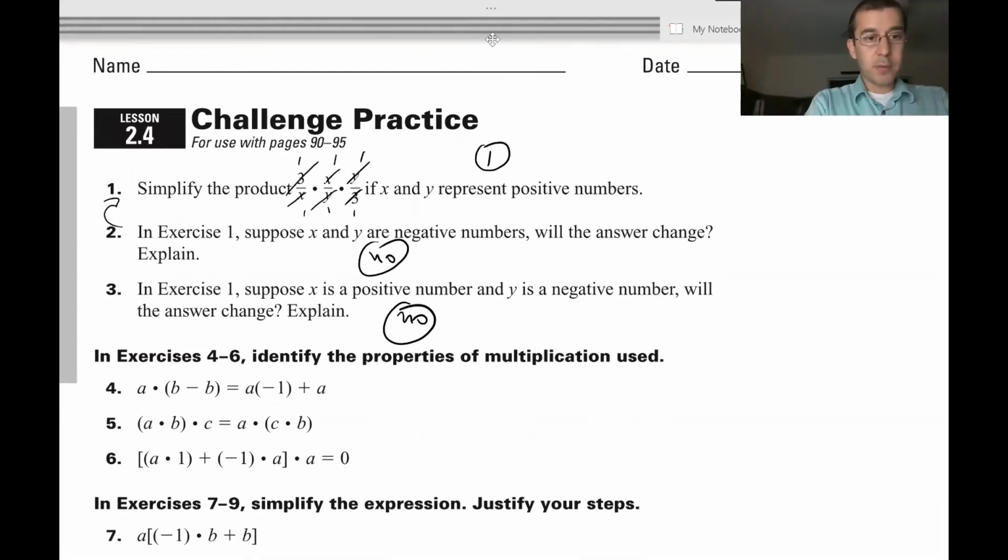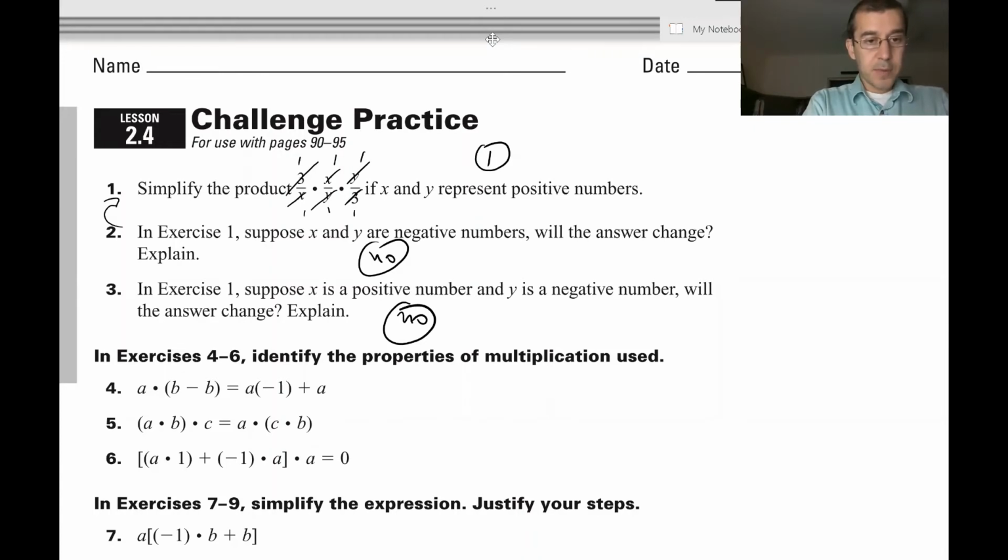In exercises 4 to 6, identify the properties of multiplication used. So for number 4, b minus b is 0. So this is the property of 0. Then here we have a times minus 1. So that's the property of minus 1. Okay, so those two properties.